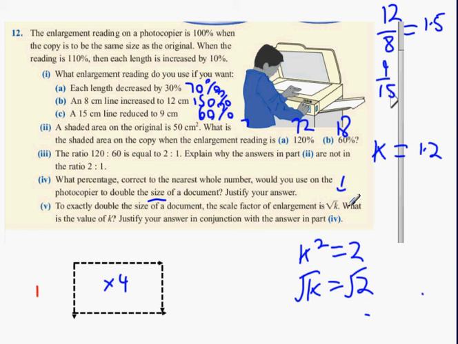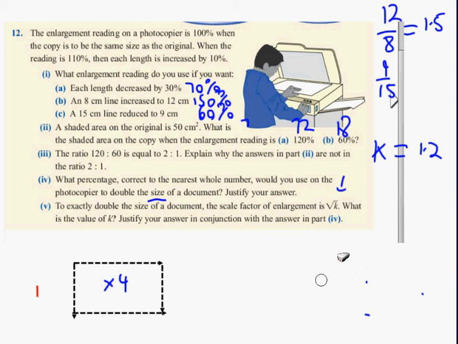Sorry, k equals 2. No, sorry, that's k, not root k. Right, okay, equals root 2. To exactly double, the scale factor of enlargement is root k. What does the value of k need to be? Oh, sorry. Give me a second. There's always one.